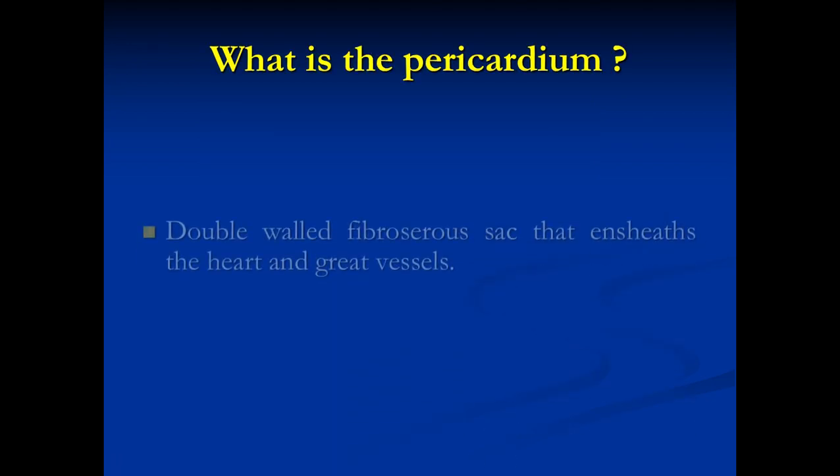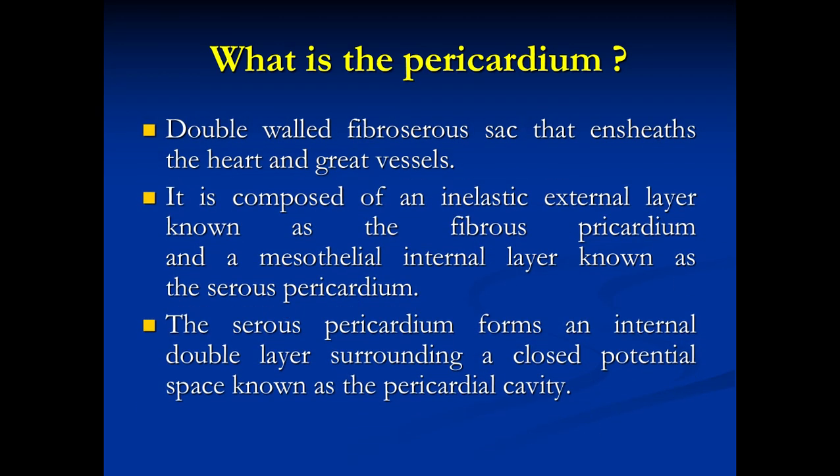What is the pericardium? The pericardium is a double-walled fibroserous sac that ensheathes the heart and great vessels. It's composed of an inelastic external layer known as the fibrous pericardium and another mesothelial internal layer known as the serous pericardium. The serous pericardium forms an internal double layer surrounding a closed potential space known as the pericardial cavity. So the serous pericardium has two layers. One of them is covering the epicardium, and the other one is lining the fibrous pericardium.